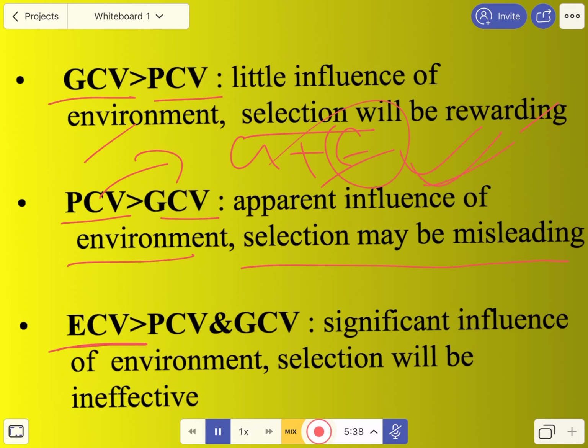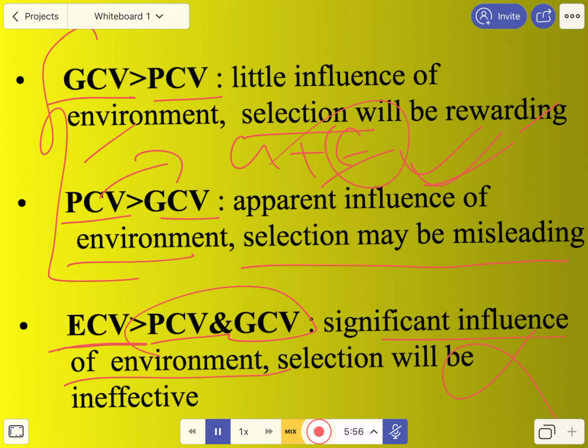Okay, if the environmental coefficient of variation is greater than both PCV and GCV, it means there is a significant influence of the environment, and selection would be ineffective. In this situation, we cannot select any genotype. Usually, these two conditions are considered in the plant breeding program: either GCV is greater than PCV, or PCV is sometimes greater than GCV.